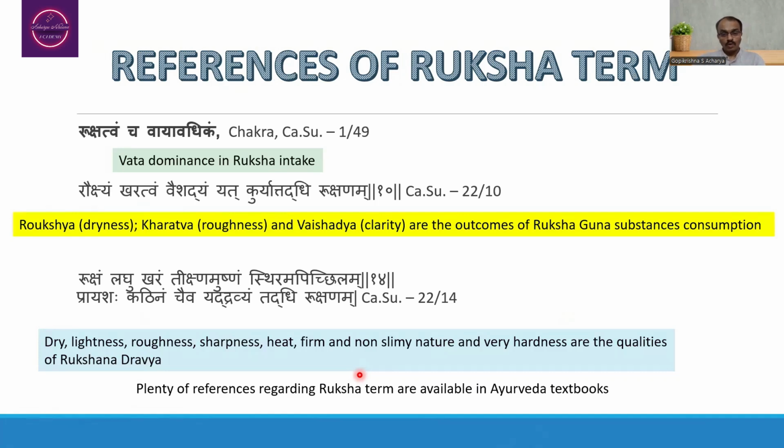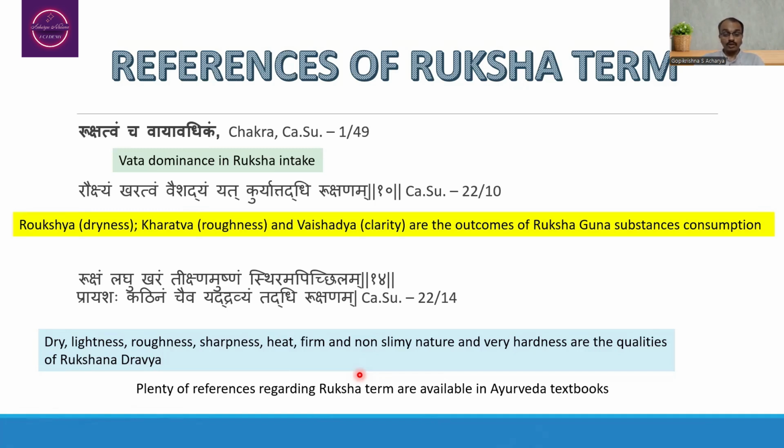Regarding the different references available for the Ruksha term, Rukshatvam cha Vayu Adhikam. So Vata Dosha dominance will be observed in the case of Rukshata. As far as the effects of Ruksha are concerned, Ruksha Kharatvam Vaishadyam Yat Kuryat Tadhi Rukshanam. Rukshana here is used in the context of therapy, wherein Rukshana therapy is responsible for dryness inside the body. Kharatva, that is roughness, happens. Vaishadya, that is clarity, opposite to Pichilata, so sliminess gets reduced.